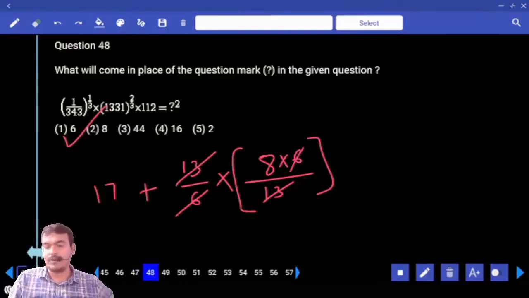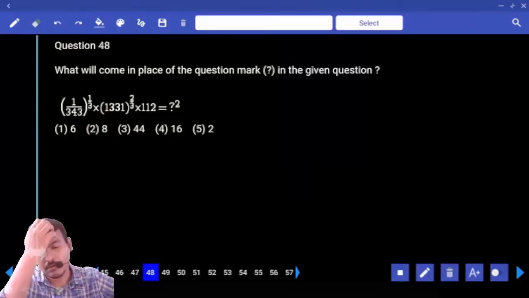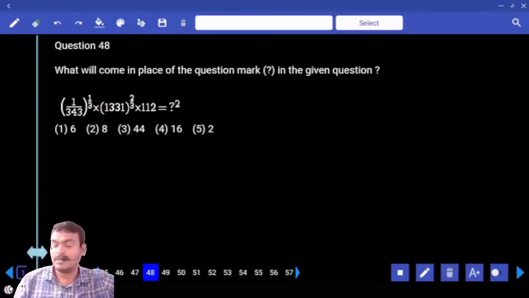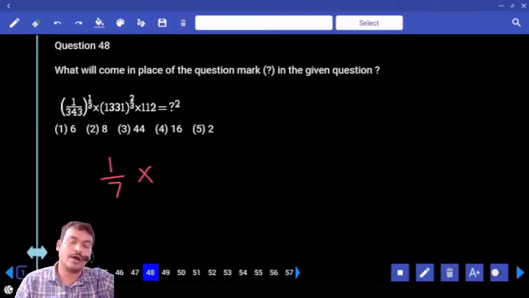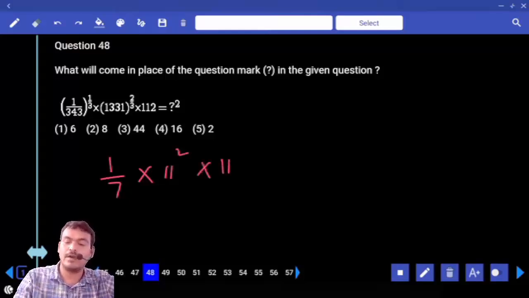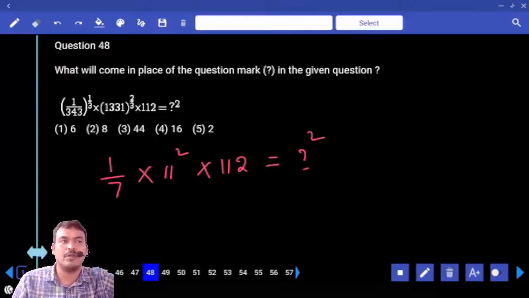Next, question number 48. 343 means which cube? 7 cube. Already power 1 by 3, so we are getting 7, right? Next, 1331 is which cube? 11 cube. Already power 2 by 3 means we are getting 11 square. Something into 112 equals something square. Okay, the answer must be a multiple of 11.